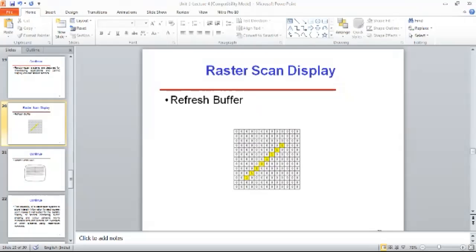And in this case, we consider a number of pixels as you can see in the diagram, and we store that in the refresh buffer. So we can say that here the image is formed with the help of the number of pixels on the screen, and these pixels form the image, and that image is stored in the refresh buffer. So in the refresh buffer, we can store our image and ultimately we get it on the screen.